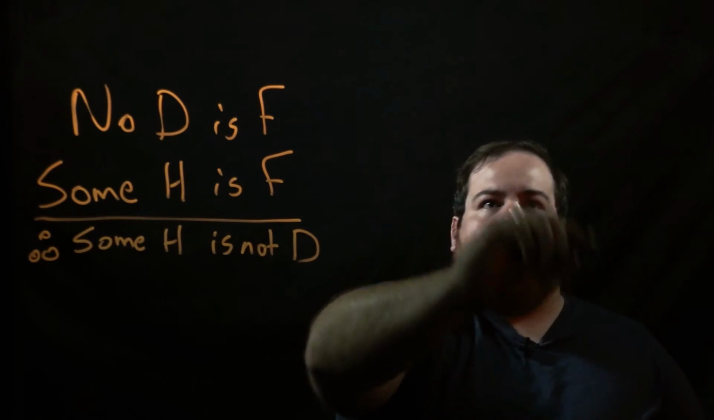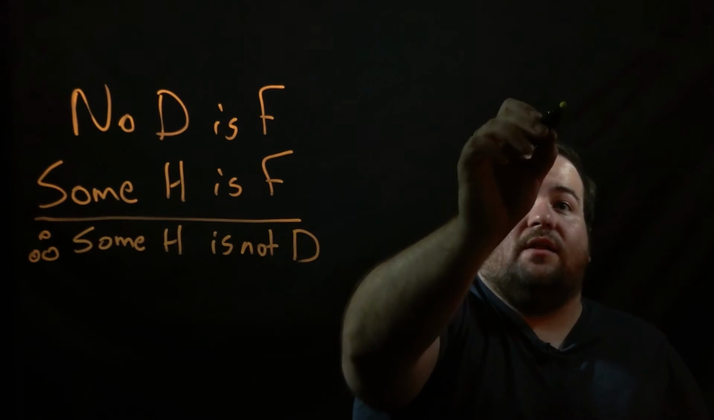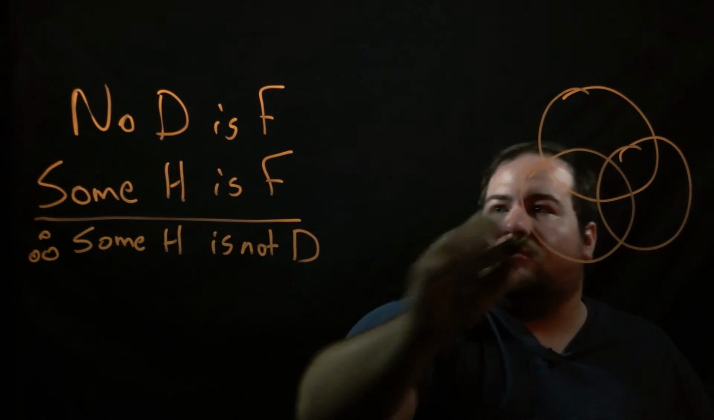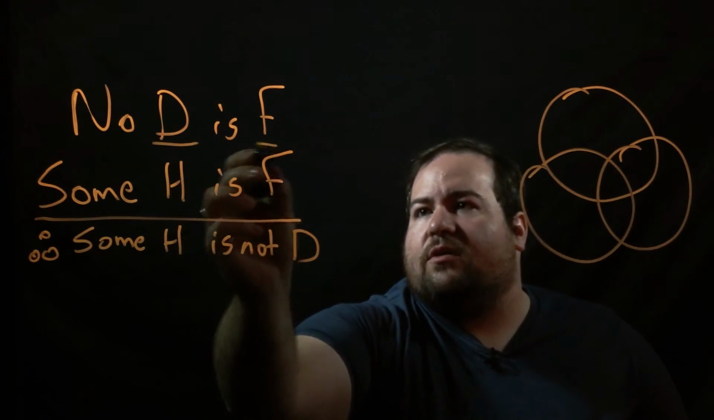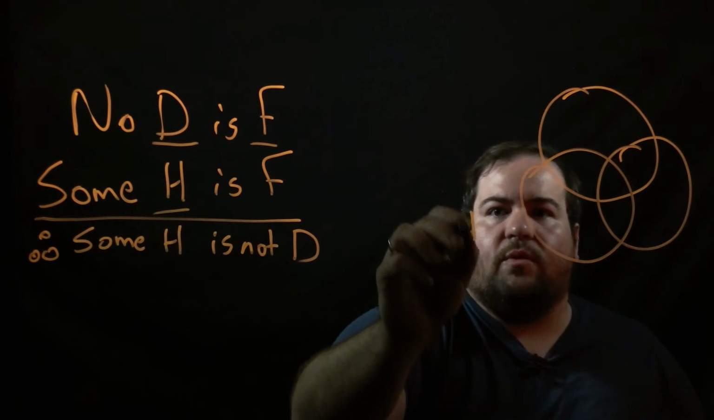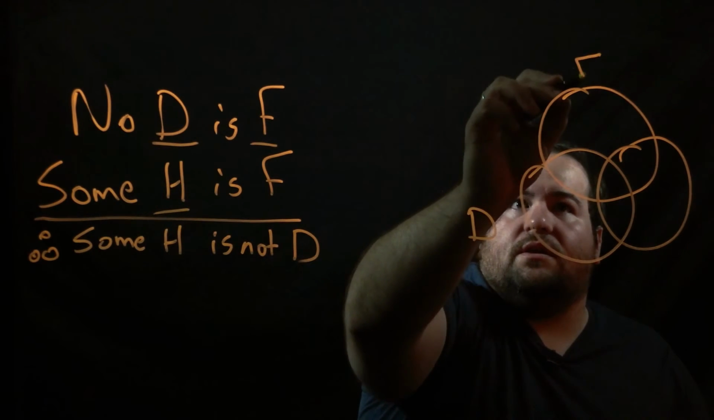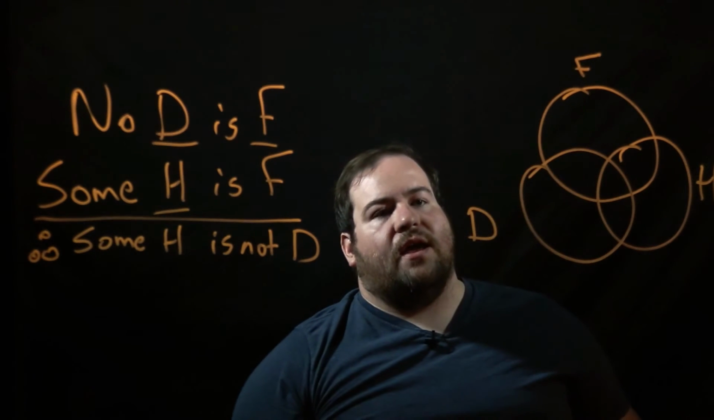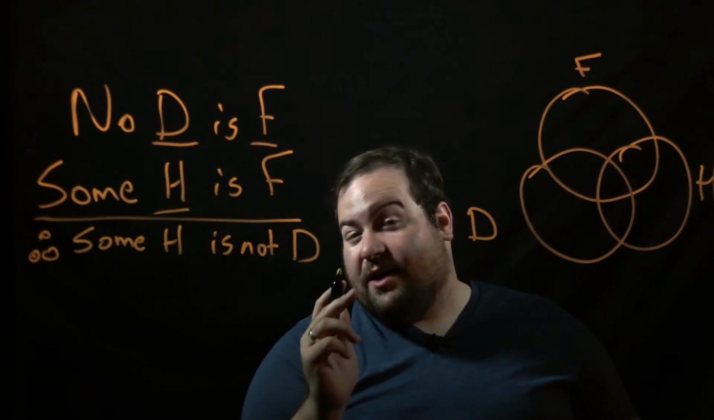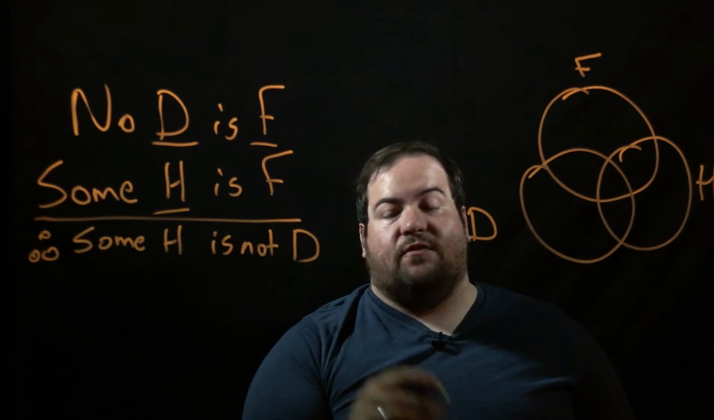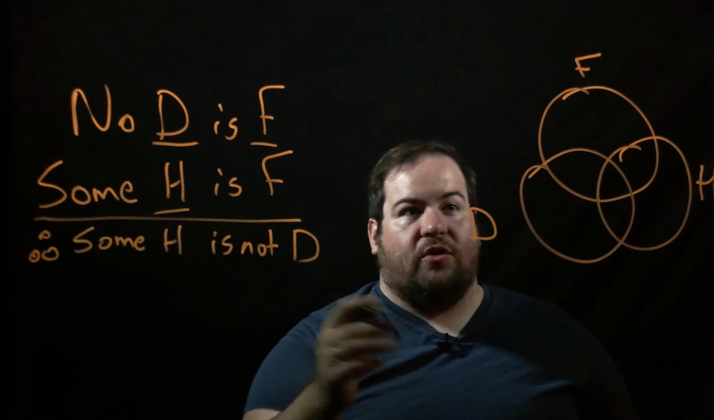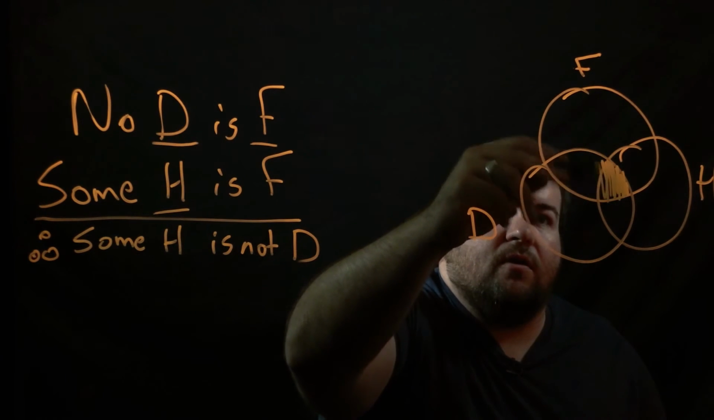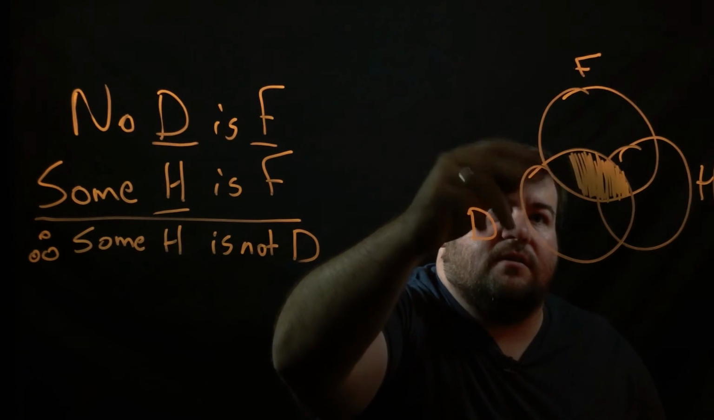Now, what do we do? Well, we draw our circles. We figure out what our terms are. And we represent those terms. D, F, and H over here. And then we shade and or use an X. So first of all, no dogs are furry. Well, I shade this area in right here, like that.